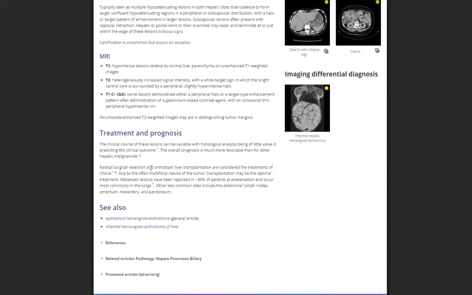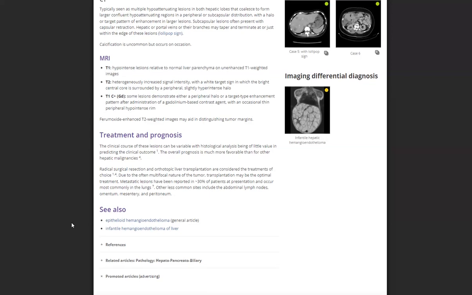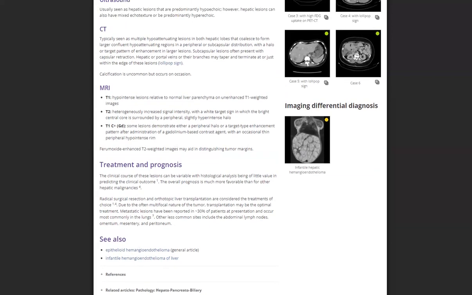It says metastatic lesions are reported in 30%, and occur most commonly in the lungs. Cool.